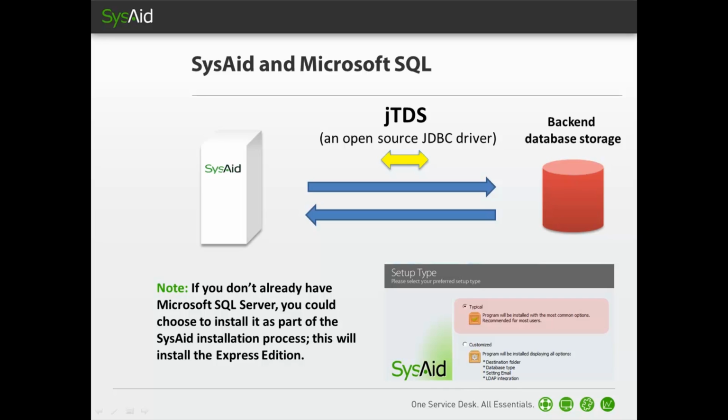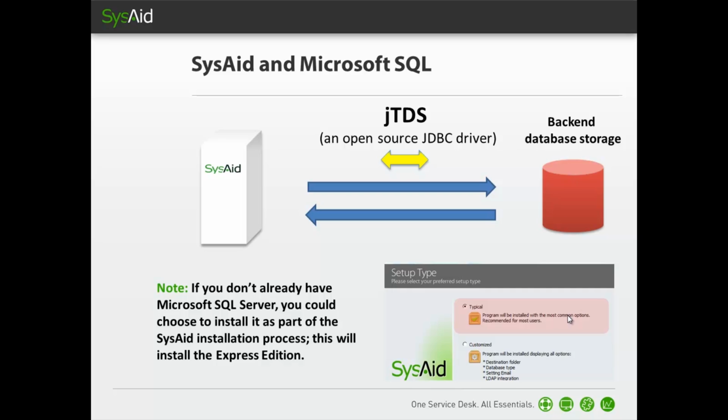If you choose typical on the installation wizard, you will get SysAid to install a fresh copy of Microsoft SQL Express Edition, version 2008 R2, and this will basically put a database server on the same machine where you're installing SysAid, and it will create a database inside, and it will connect automatically to that database.